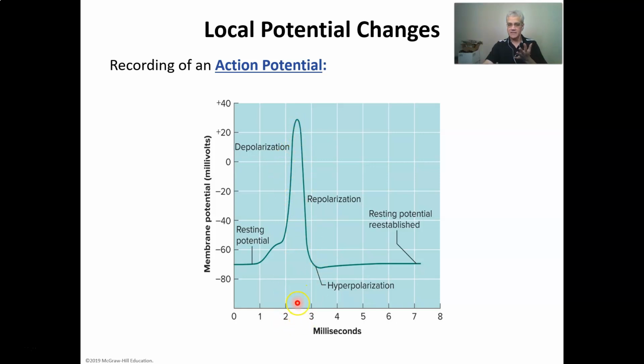So half a millisecond for depolarization to occur. It takes another half a millisecond, maybe a little bit more, for repolarization to occur. Potassium channels open. They do too good of a job. They hyperpolarize the membrane. Sodium-potassium ATPase reestablishes regular resting membrane potential. So this whole process takes anywhere from 3 to 5 milliseconds to occur. All of it. Boom. Super fast.